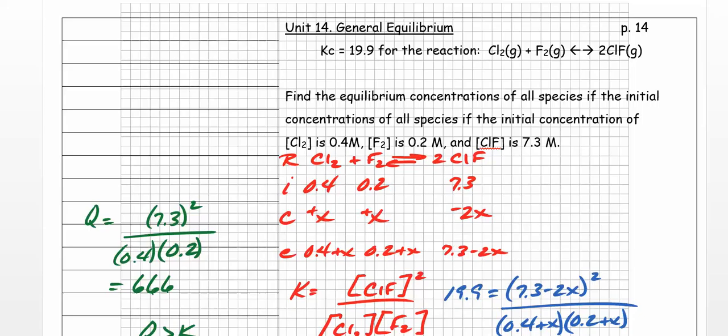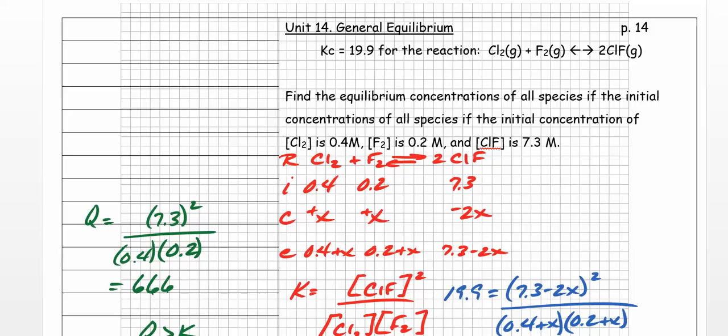All right, let's go ahead and get started. In our last installment, we looked at the calculation of Q and how it related to K. And we talked about how Q is going to determine the direction of the shift in the equilibrium. So let's actually do a calculation of Q so that we can get experience in using Q to determine the direction. So here we go.